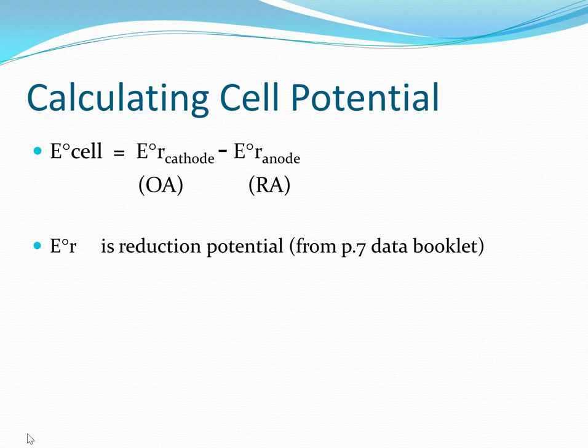You will need to look up the reduction potential of the oxidizing agent and the reduction potential of the reducing agent and subtract these two values. Although it is not very commonly used, if you require the oxidation potential, you can reverse the sign of the value of the reduction potential.